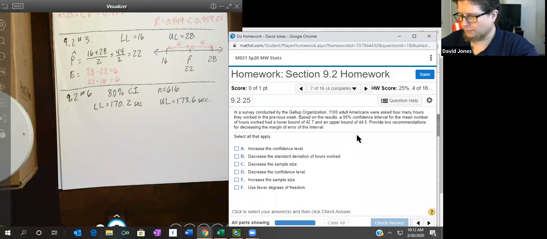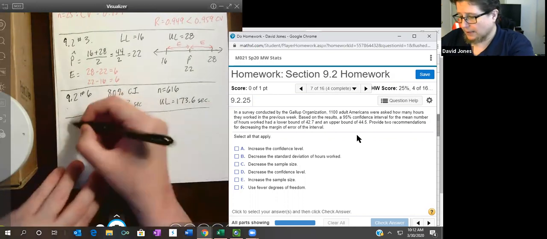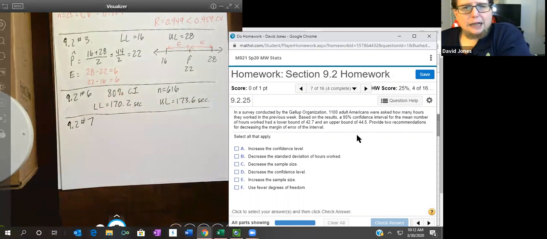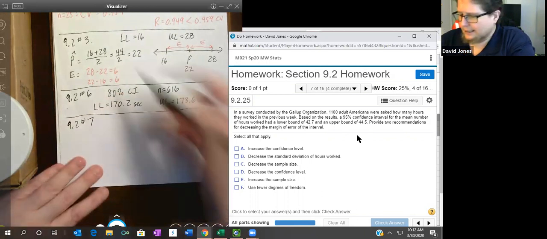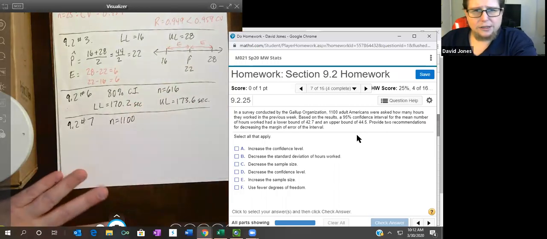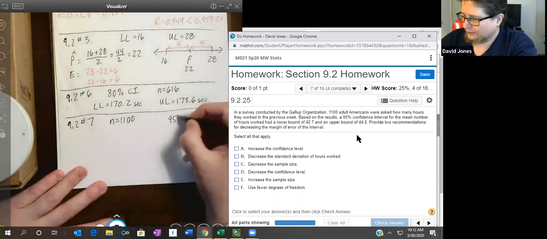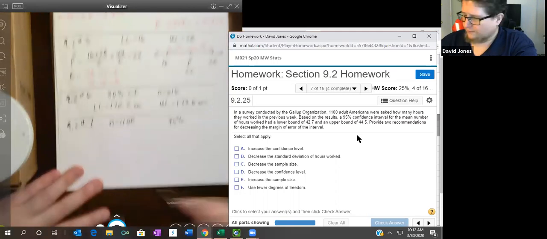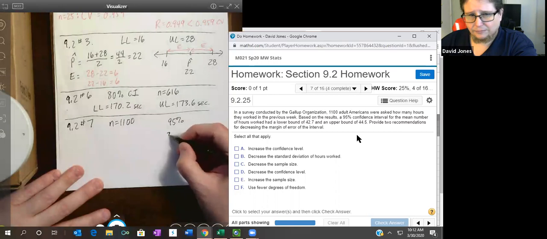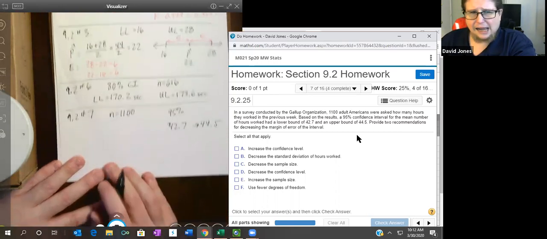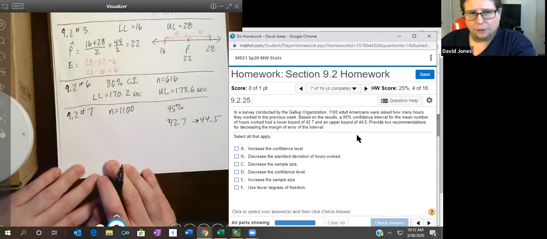We can reason through number 7 real quick, and then I'm done. You got to do some homework. In a survey conducted by the Gallup organization, 1,100 adult Americans, that's our sample size, were asked how many hours they worked in the previous week. Based on the result, a 95% confidence interval for the mean number of hours worked was 42.77 to 44.5. How can we decrease the margin of error?